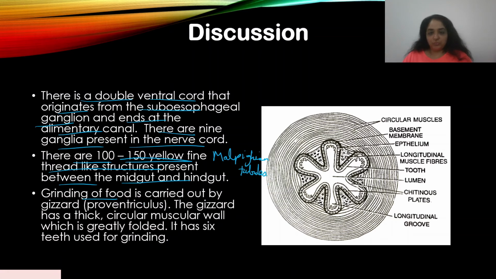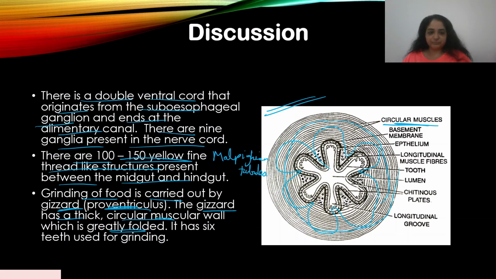And lastly, grinding of food is carried out by the gizzard, also known as proventriculus. So if they ever write proventriculus, they're talking about gizzard. The gizzard has a thick circular muscular wall. Here you have a diagram of the gizzard. You have circular muscles over here, and a thick circular muscular wall which is greatly folded. You can see the folds over here.